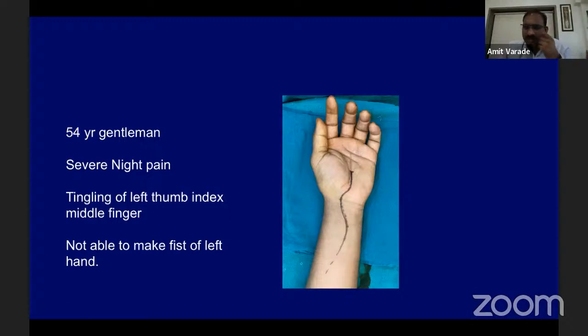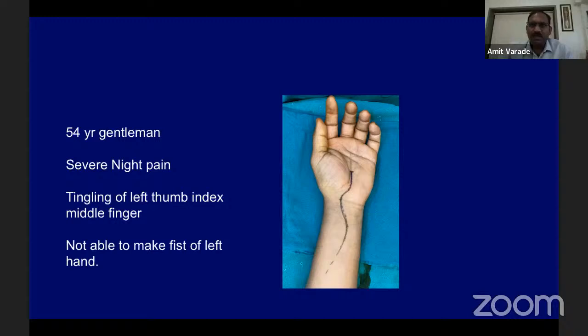So this is a very simple case which we routinely come across in our OPD. This 54-year-old gentleman presented with severe night pain, tingling of the left thumb, index and middle finger, and he was not able to make a fist of his left hand. From this clinical scenario, it is obvious that the patient has carpal tunnel like symptoms, and must be having carpal tunnel syndrome.